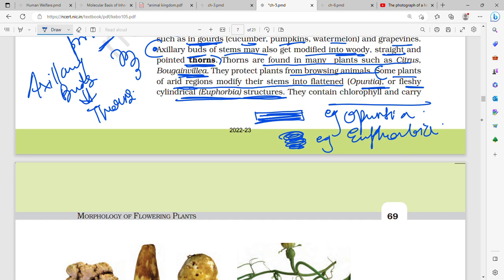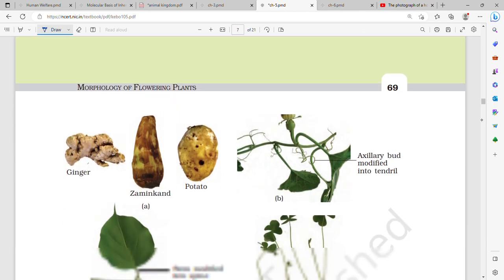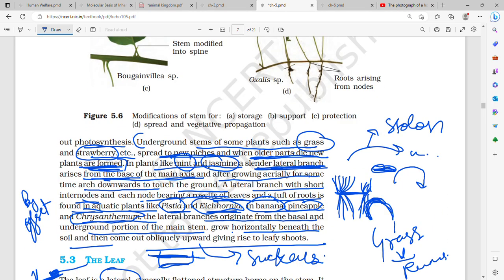Then for some plants of the arid regions, that is desert regions where water is not available in adequate amounts, as in Opuntia, which is like cactus, the stem gets flattened, or it can get modified into a fleshy cylindrical form in Euphorbia. They contain chlorophyll and carry out photosynthesis. So these flattened stems, as well as the cylindrical ones, all have chlorophyll and carry out photosynthesis.